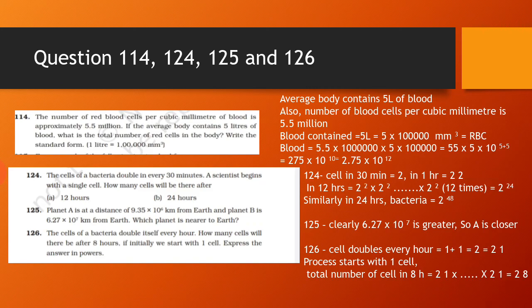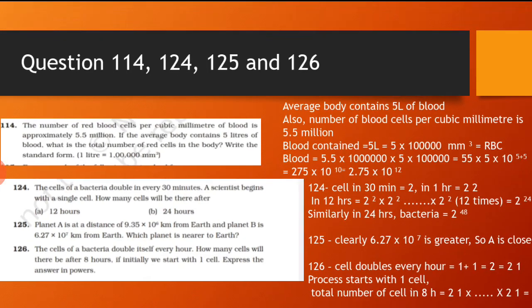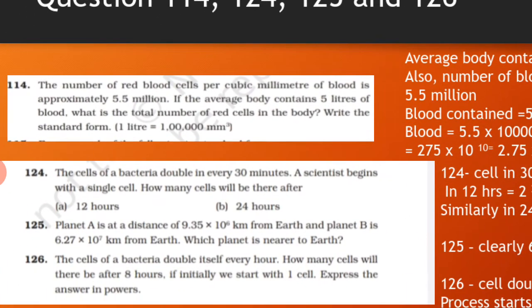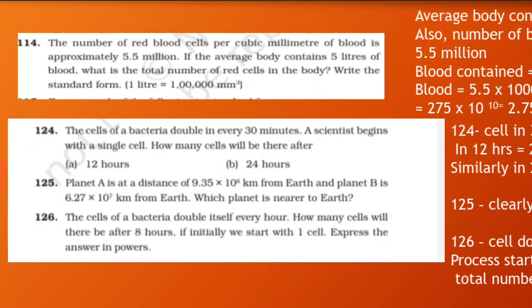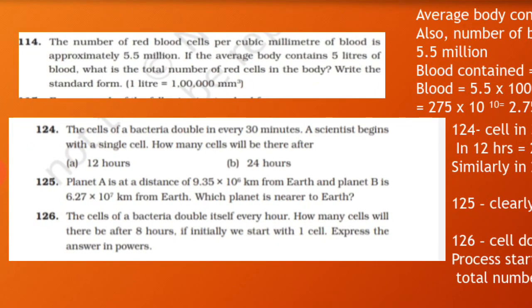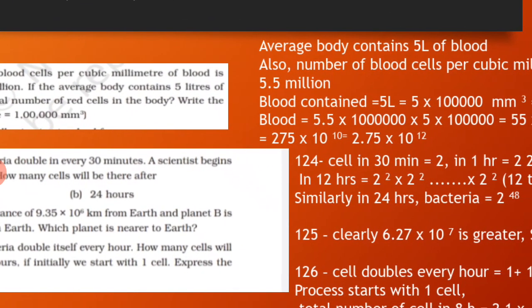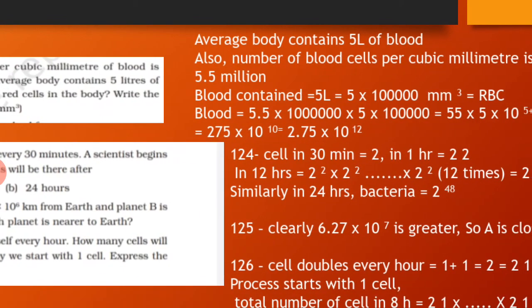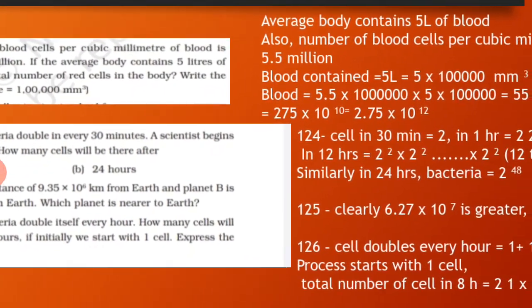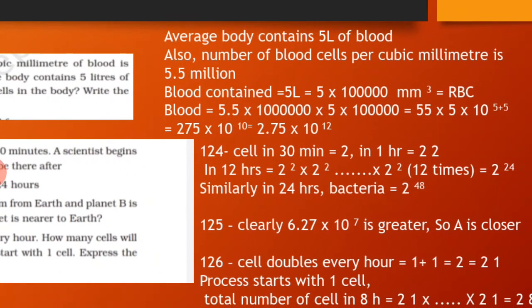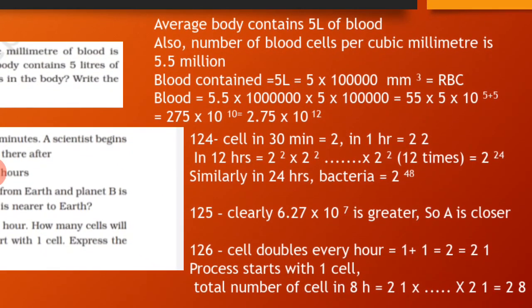The number of red blood cells per cubic millimeter of blood is approximately 5.5 million. If the average body contains 5 liters of blood, what is the total number of red cells in the body? Write in standard form. Now, average body contains 5 liters of blood. Number of blood cells per cubic millimeter is 5.5 million.